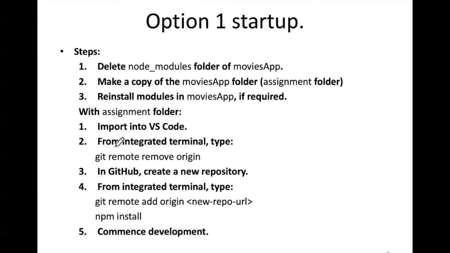Disconnect those two using just this command here that disconnects the URL of the GitHub repo from the assignment folder, and then create a new repo up in GitHub. And then, having created that new repo, carry out this command here inside VS Code. What this is doing is it's connecting the new GitHub repo with the local Git repo in your assignment folder.